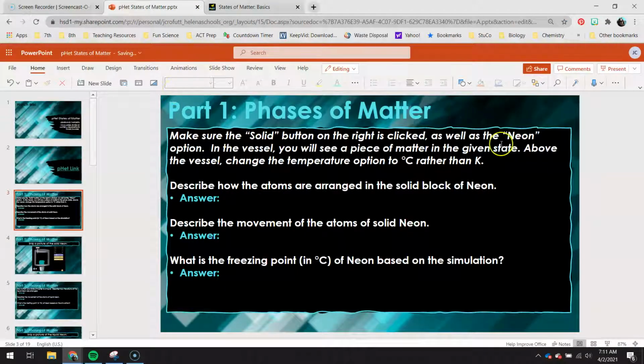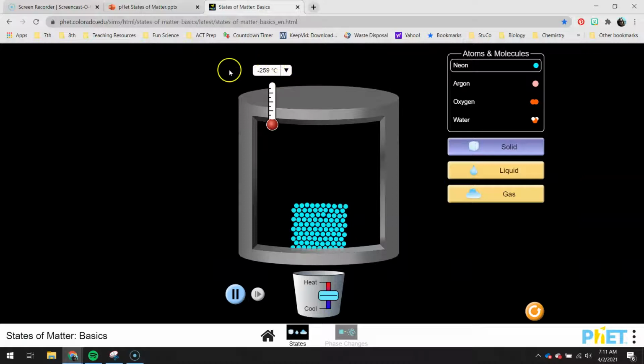Okay, so then you can go ahead and answer these questions: describe the appearance, describe how the atoms are arranged in the solid block of neon, describe the movement of the atoms. We've talked about freedom of movement before, so what are they doing in that solid block of neon? And then what is the freezing point of neon based on the simulation? So that's actually the temperature you take it to if you were in a solid state.